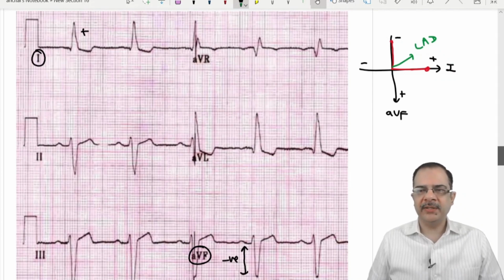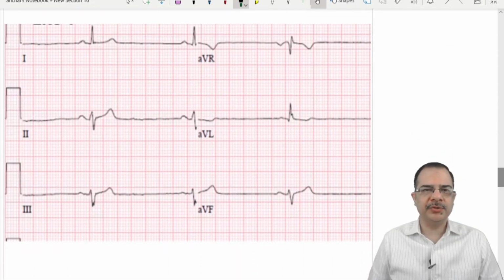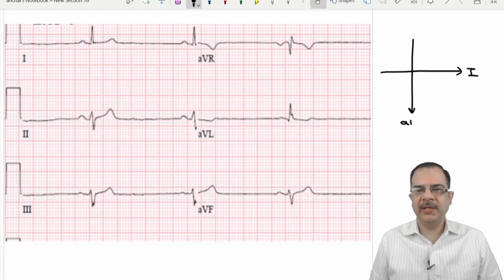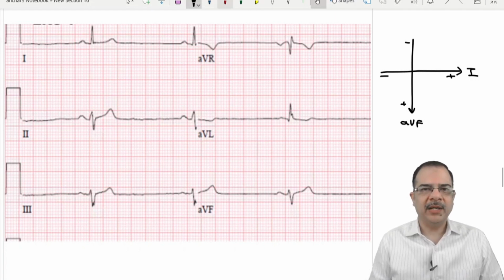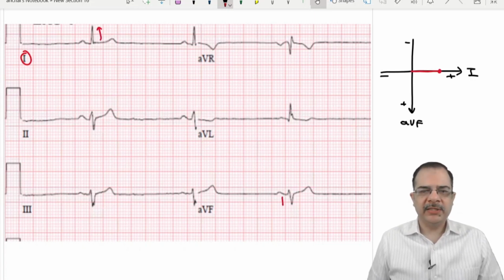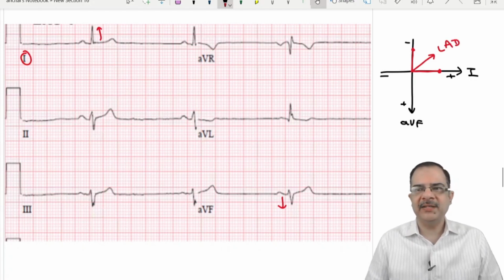Now one more practice, let's do more ECGs. Look at this. Again, I will make lead 1 like this and AVF like this. This is lead 1, this is AVF. Negative pole, positive pole, negative pole, positive pole. In this example, lead 1 is positive, a positive QRS complex, so I will draw it here. AVF, you can see, is going negative, a negative QRS. Again, this is left axis deviation. One more example of left axis deviation.